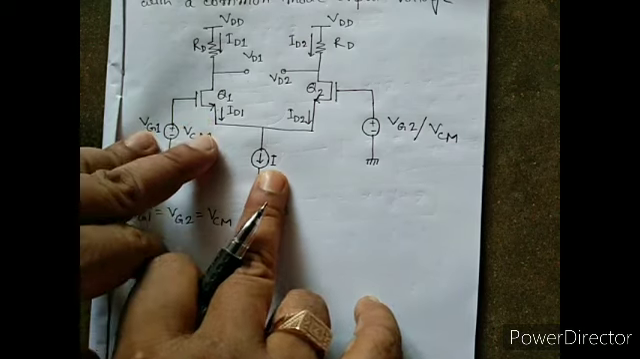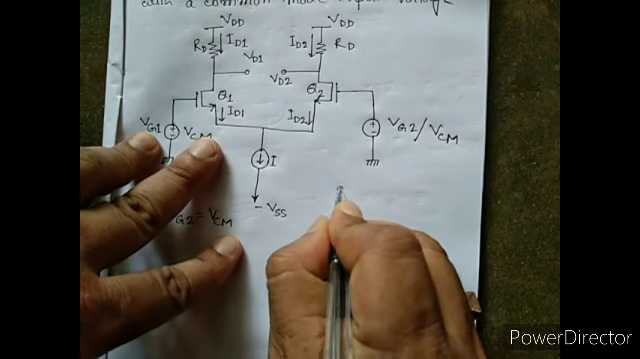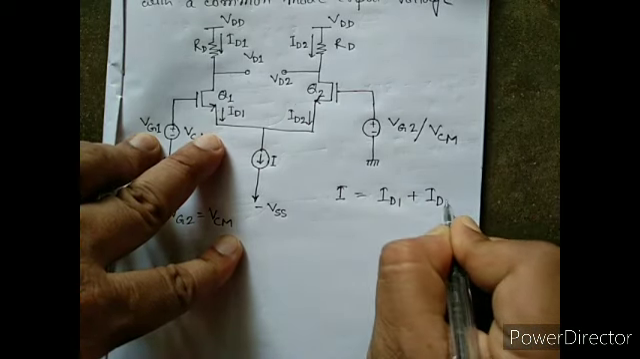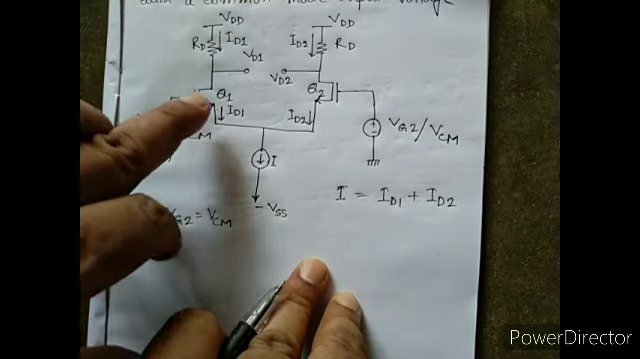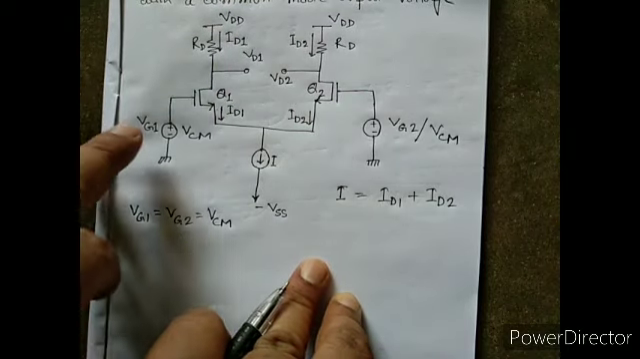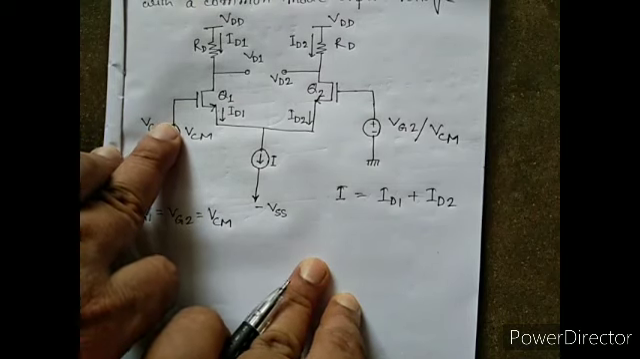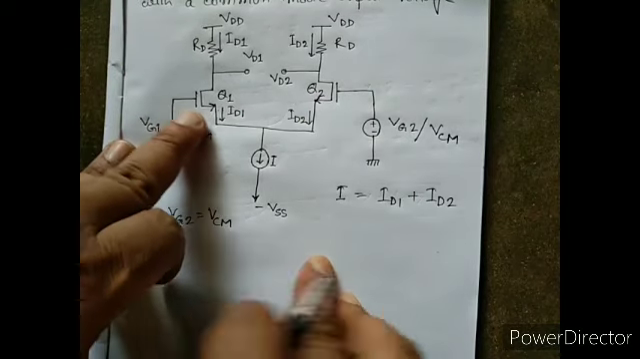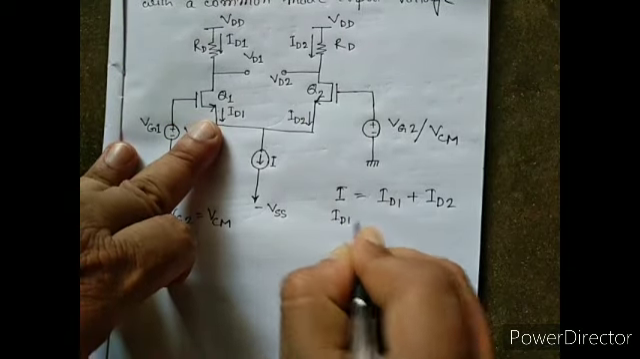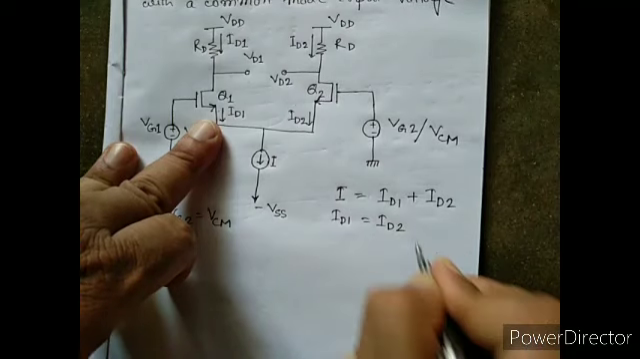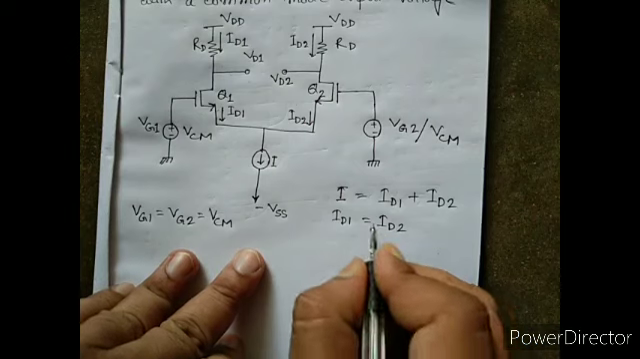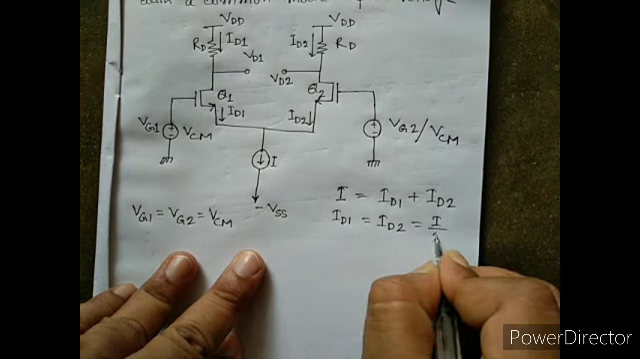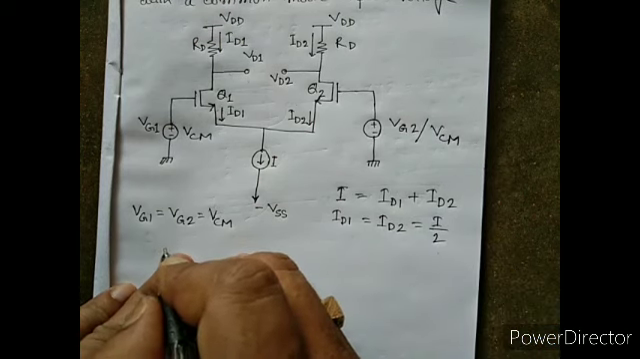Now I should equal ID1 plus ID2. As both transistors are matched, their threshold voltage is the same and gate potentials are the same, so ID1 should be equal to ID2. So we can write that each equals I by 2.